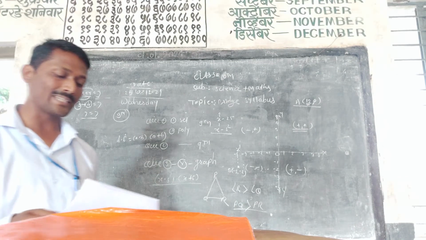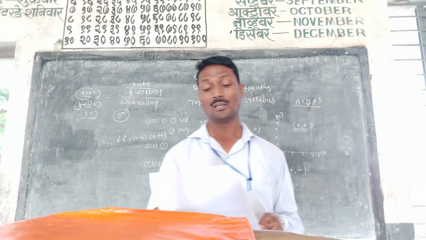The radius of the circle is 10 cm, the length of the chord of the circle is 16 cm. Find the distance of the chord from the given center.